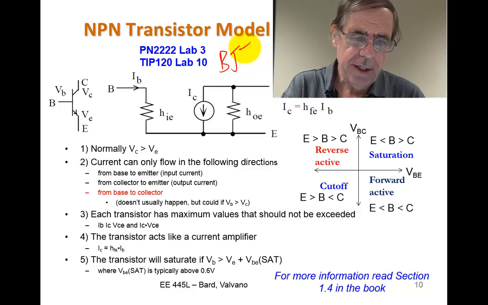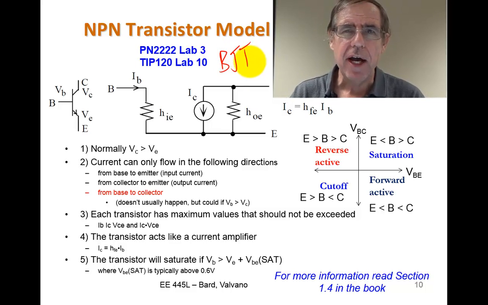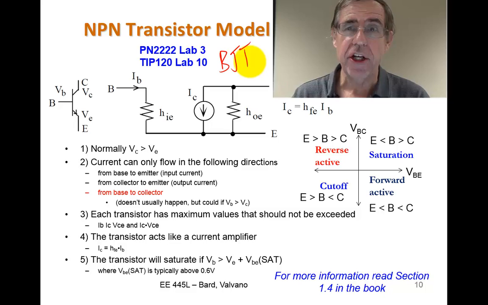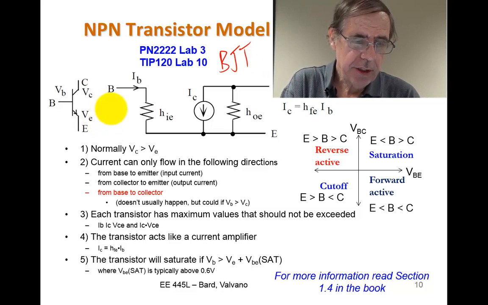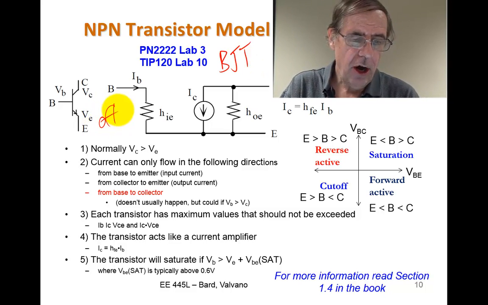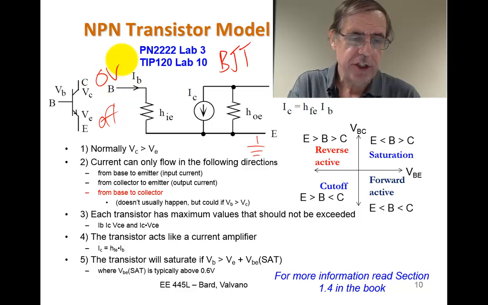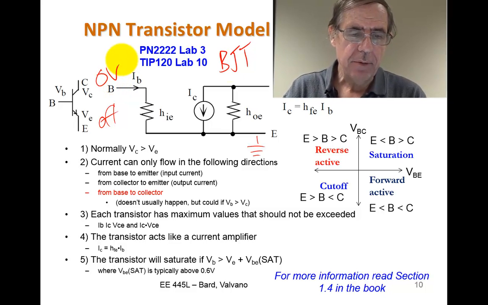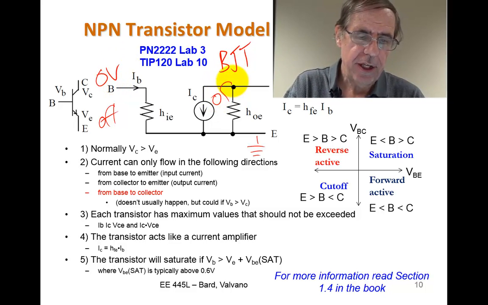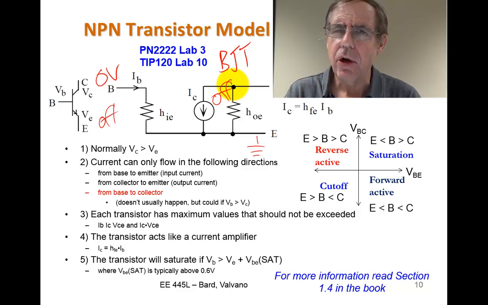But in this class, we're not going to drive it in linear mode. We're going to drive this in two modes. The first is off. This emitter here is going to be ground. To turn this off, we're going to give it 0 volts here, and that will turn off this transistor. So no worries there.